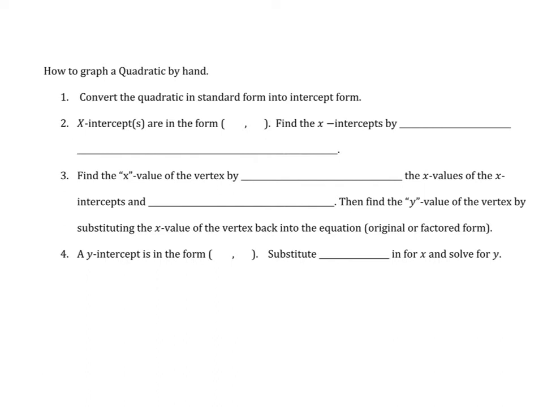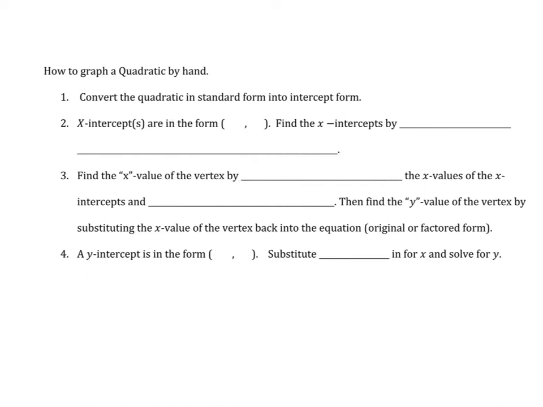So I just want to go through the steps we're going to do to graph these, and then do 2 practice problems. Hopefully this won't take too long. So the first thing we want to do is convert the quadratic that's in standard form to intercept form.